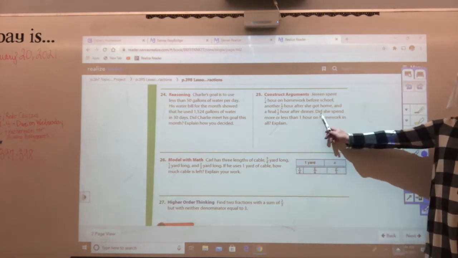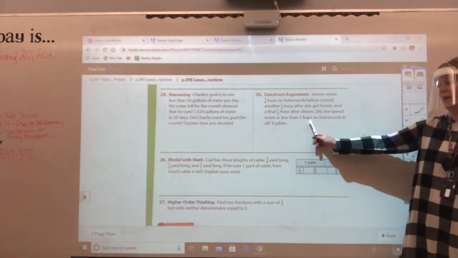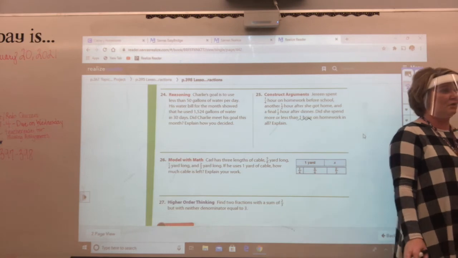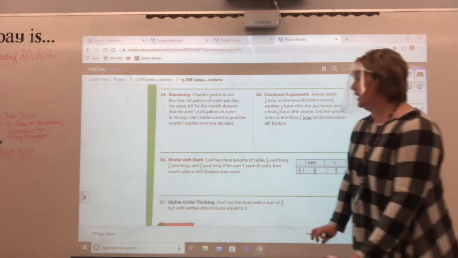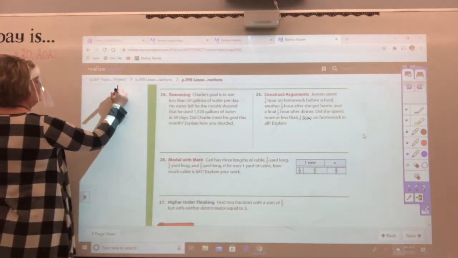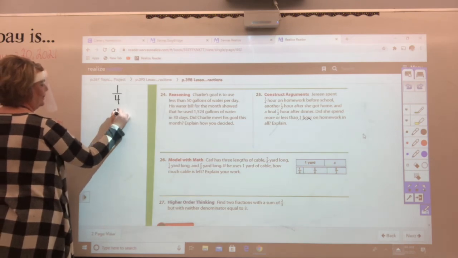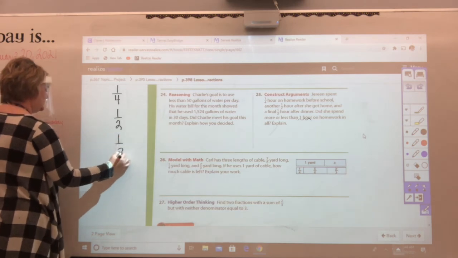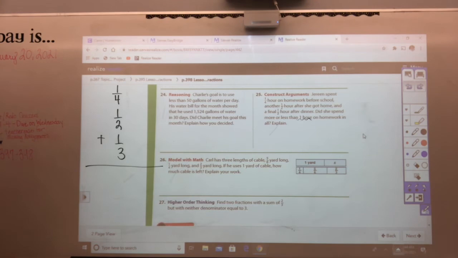Imagine that. Get your pencil on. Did she spend more or less than what? 1 hour. Well, I don't even know how much she spent altogether. How would I figure that out, Jake Lee? Add what? Tell me what to write. 1/4 and 1/2 and 1/3. I totally agree. This is going to tell us how much she actually did on her homework.